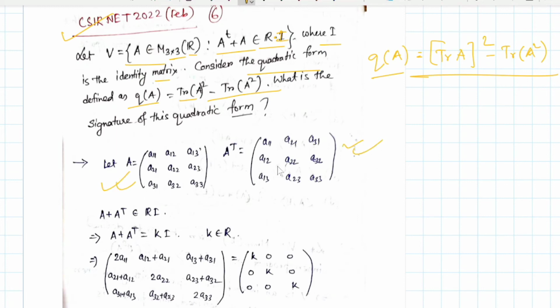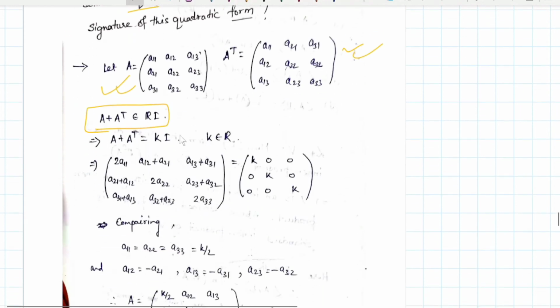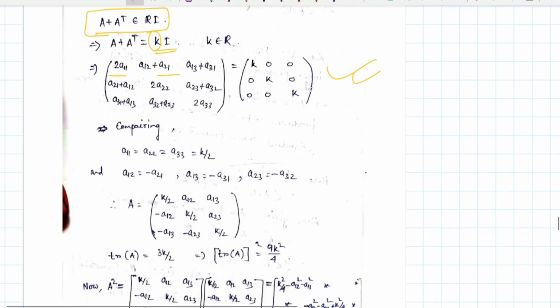Therefore A transpose is equal to this one, and A plus A transpose belongs to R times I. So for any real number k, the matrix A plus A transpose is k into I. Therefore A plus A transpose equals this matrix, since k into I means k on the diagonal and the remaining terms are 0. Now comparing both sides, we get this term equal to k and this term equal to 0. Therefore A11, A22, A33 equal k by 2, and A12 equals minus A21.